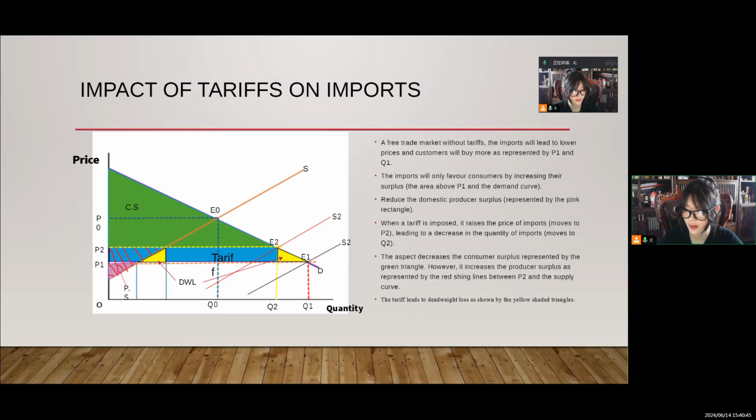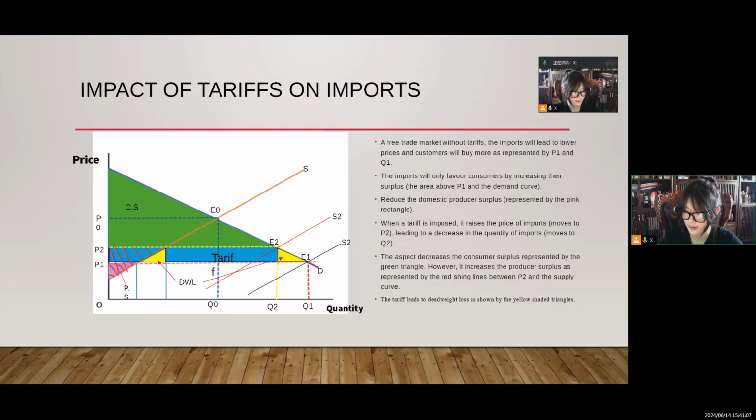In a free trade market without tariffs, the imports will lead to lower price, and customers will buy more, as represented by P1 and Q1. The imports will only favor consumers by increasing the surplus. However, they will reduce the domestic producer surplus.